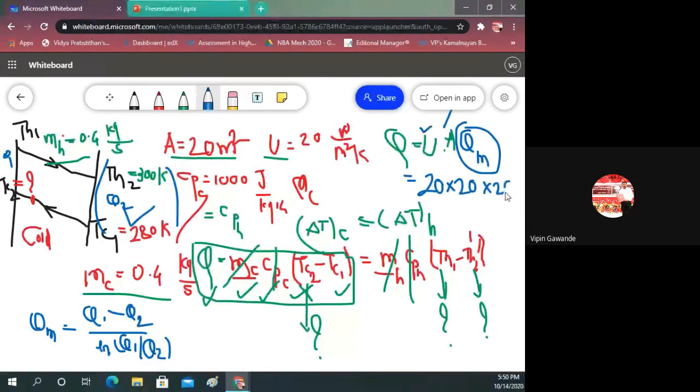Put this value of Q here. When you put this value of Q here, m is known, Cp is known, and Tc2 is the only unknown. Calculate the value of Tc2. So that Tc2 value will come out to be 300.